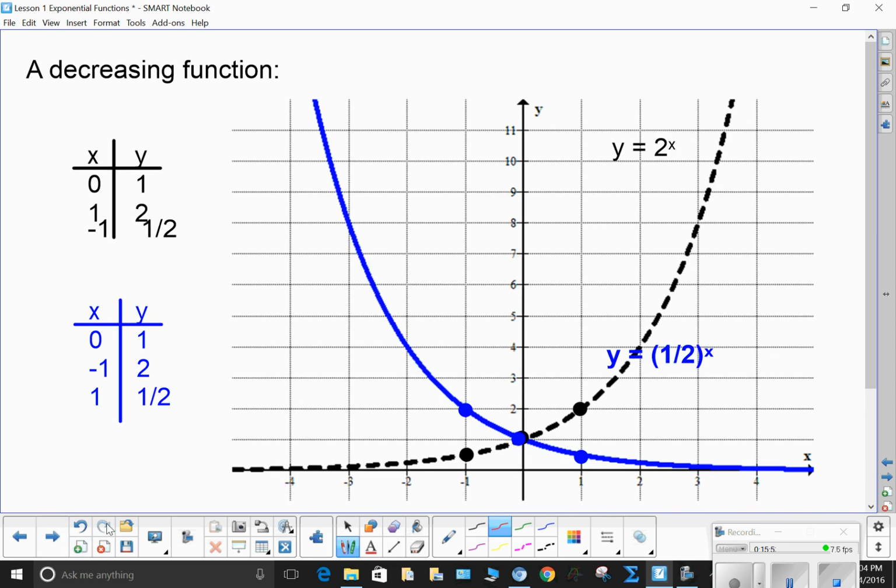Here's a decreasing function. Okay? 2, I change it to 1/2. Remember that 2 to the negative 1 is equal to 1/2. So this could just as easily be, I think this blue, y equals 2 to the negative x. Remember, a negative up there, or inside the parentheses, I would reflect it over the y-axis. The blue curve is a reflection of the parent function, y equals 2 to the x, over the y-axis.